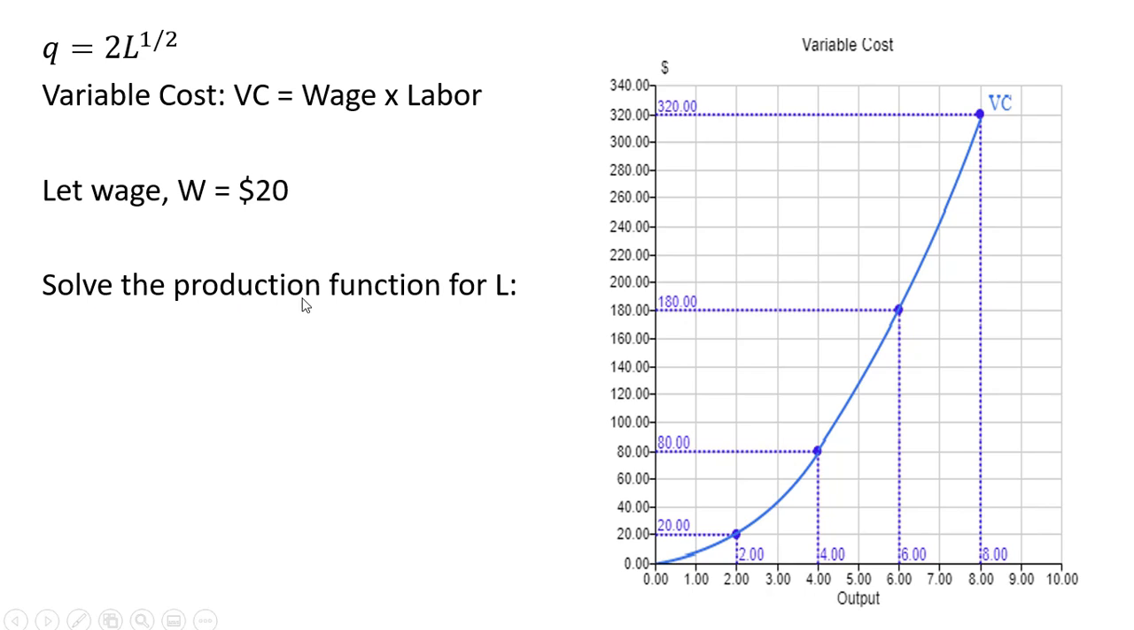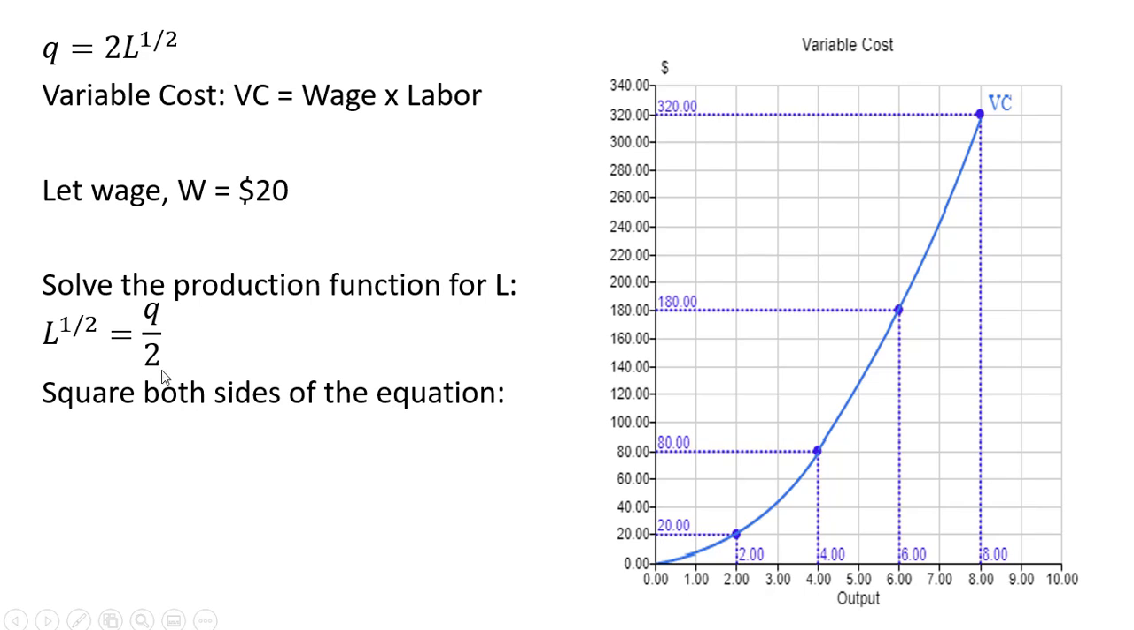First thing we're going to do, we're going to solve this production function on top here for L. So I'm going to divide through by 2. And now we need to square both sides of the equation to get rid of the square root of L term. So squaring both sides of the equation, we get the following.